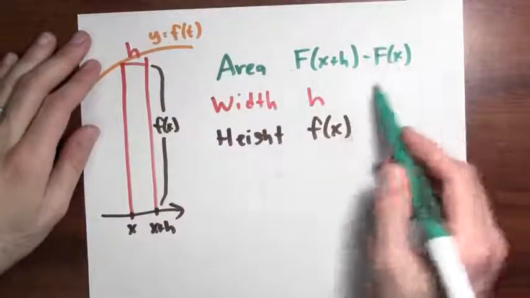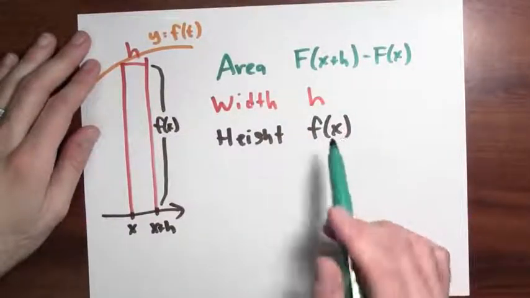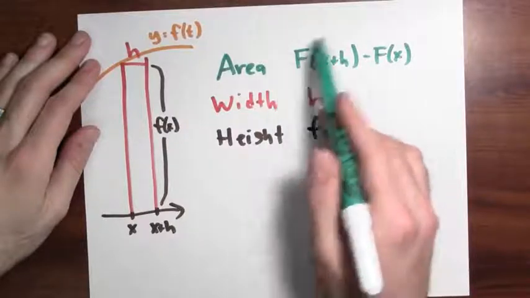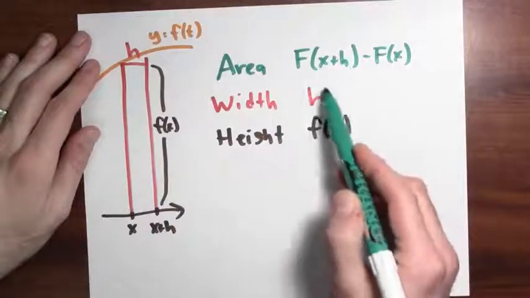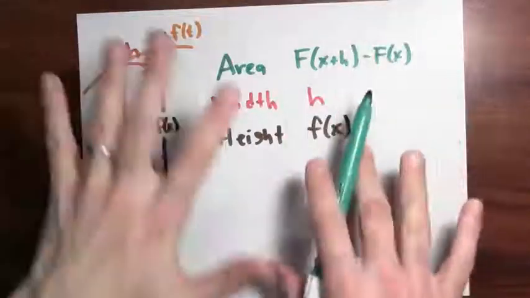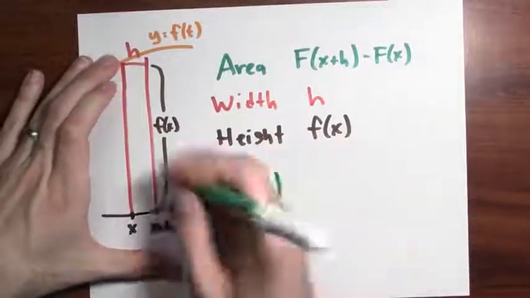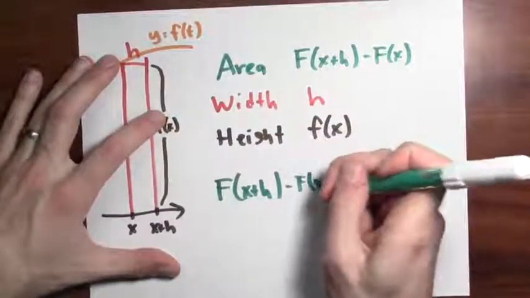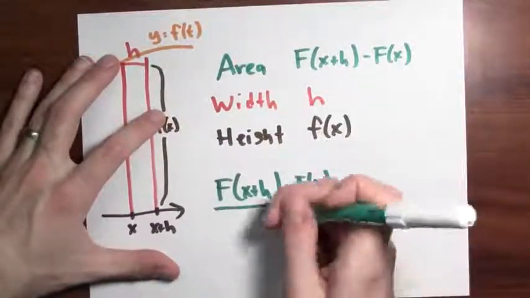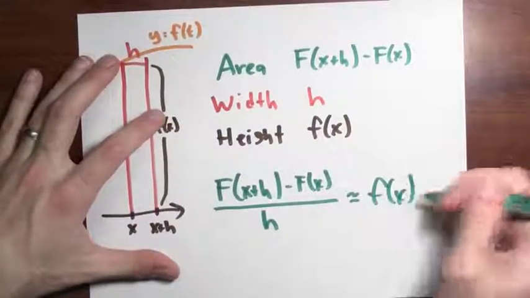Well, if I've got a rectangle with this area and this width and this height, right, what do I know? I know its height times its width is its area. So if I take its area and divide by its width, I should get its height. Now, all this is just approximate, but let's write that down, right? The area of this rectangle is big F of x plus h minus big F of x, and if I divide by the width, I should get the height. What does that mean after I take a limit?